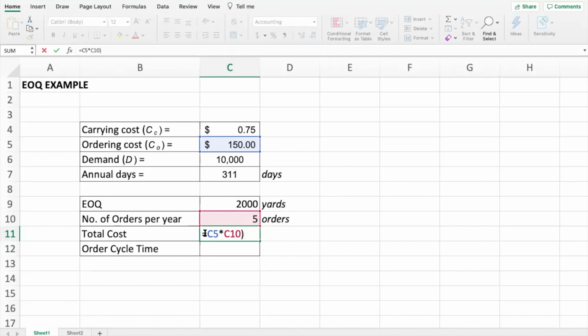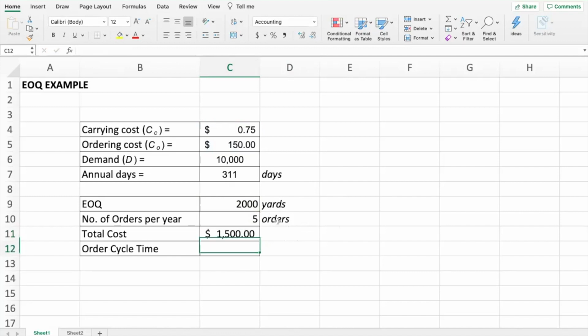Let's just add parentheses so we don't get confused. So that's the ordering cost plus the total carrying cost. The carrying cost is the carrying cost, 0.75, C4, times the average EOQ. That would be EOQ divided by 2. So our total cost is $1,500 for the whole year, for the annual year.